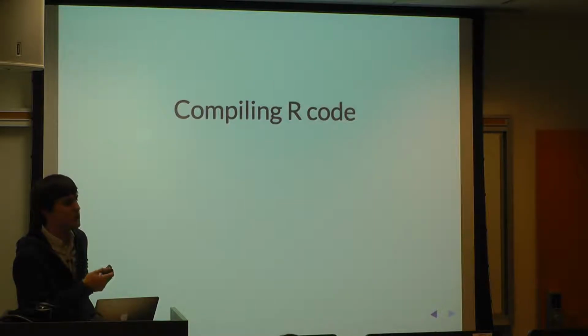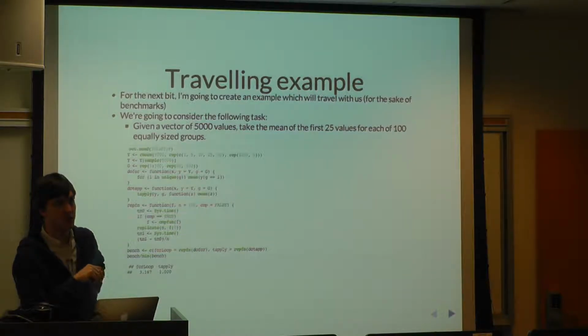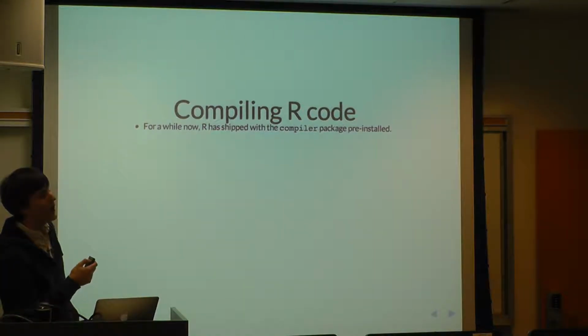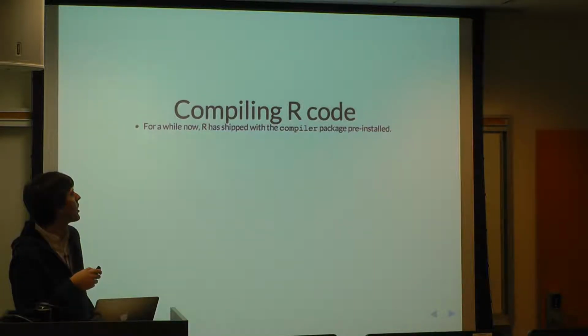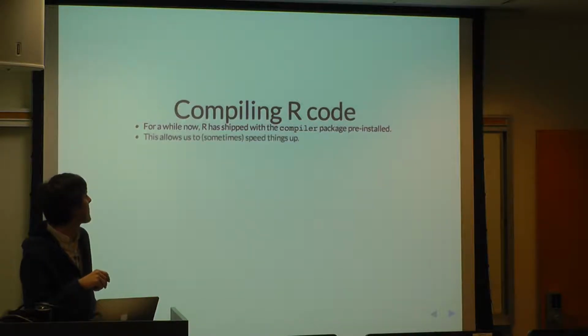Okay, so now let's think about doing the first thing that we can do to speed it up, which is compiling. So remember over here, this little bit of code, if we wanted to compile, we compiled our function before we ran it. So for a while now, I think since like 3.0, R has shipped with the compiler package pre-installed. So you shouldn't need to install it. You should just be able to load it in.